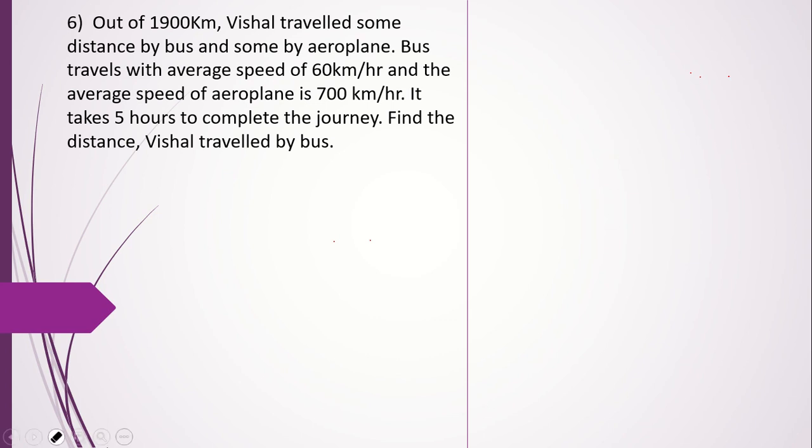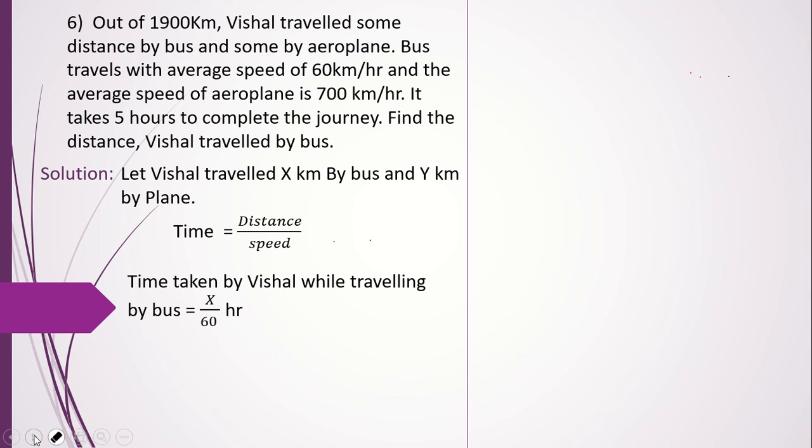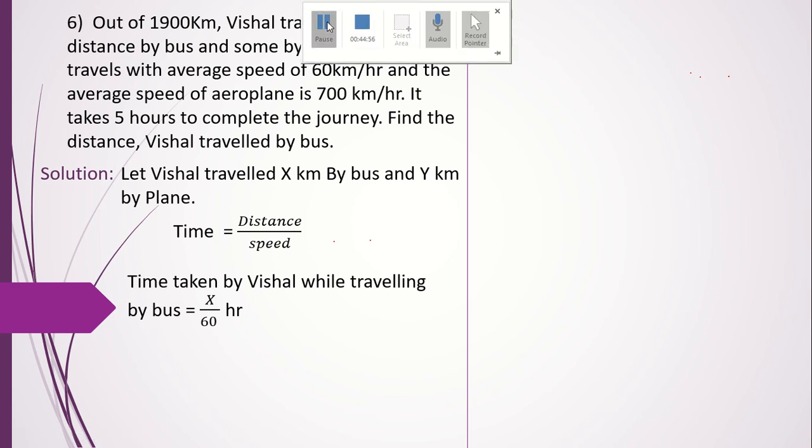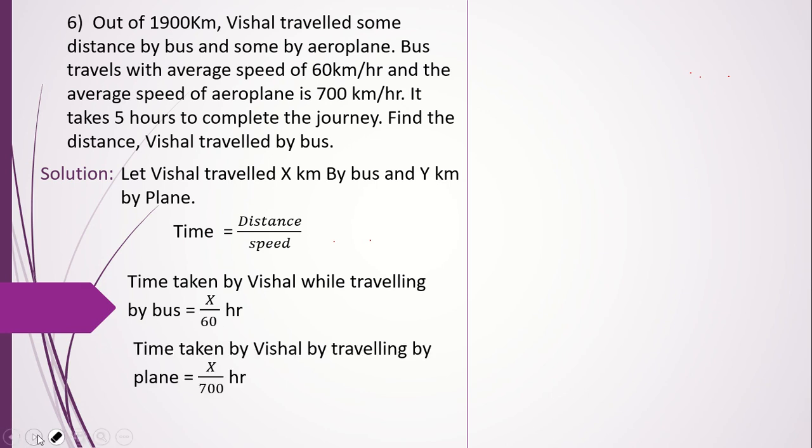Now let us go over it once again. Let Vishal travel x kilometers by bus and y kilometers by plane. Time is distance upon speed. Time taken by Vishal while traveling by bus is x upon 60 hours, and time taken by Vishal traveling by plane is y upon 700 hours. By using this formula we have found that. From the given conditions, the first condition gives x plus y is equal to 1900, and by the second condition we got this.